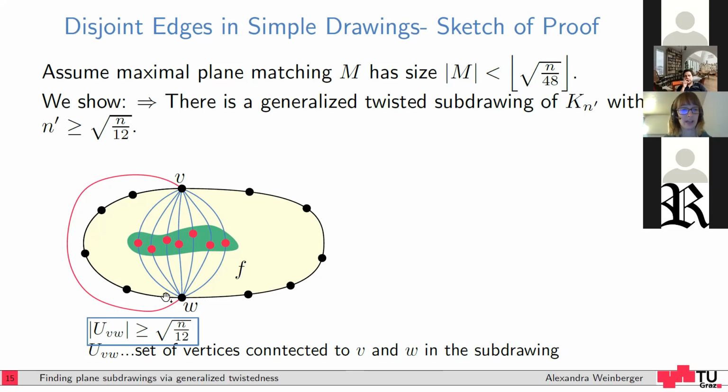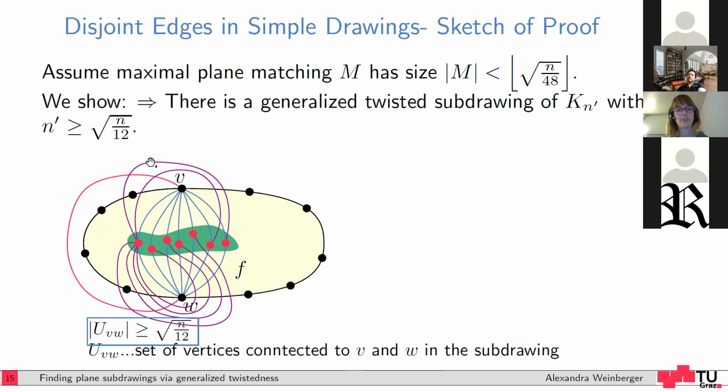And then we look at the edges between two of these red vertices. Now we said before, this edge cannot be completely inside the face, because that's a contradiction to the maximally plane matching we started with. So the edge has to cross the boundary of the face. And with that, it also has to cross the edge from V to W. This holds for all edges. So the edge from V to W is crossed by all edges of the drawing induced by the red vertices here. And this gives us a drawing which is essentially a generalized twisted drawing.